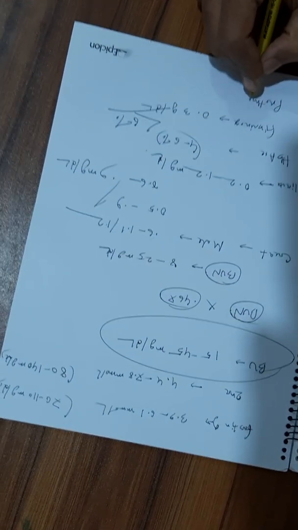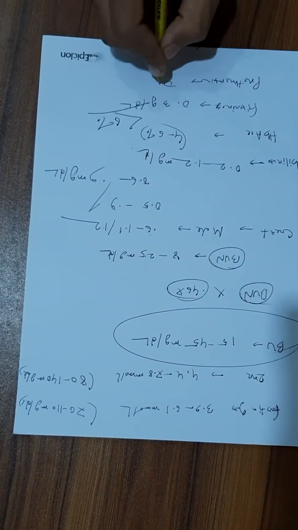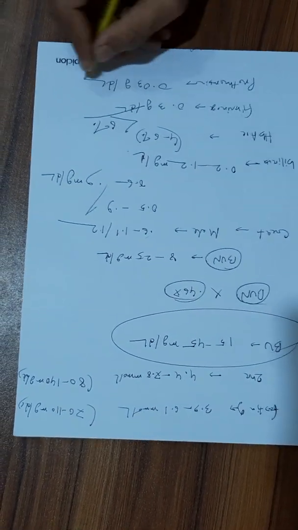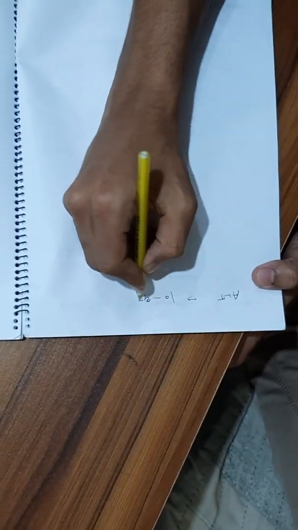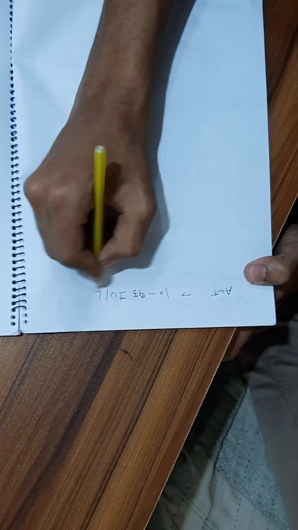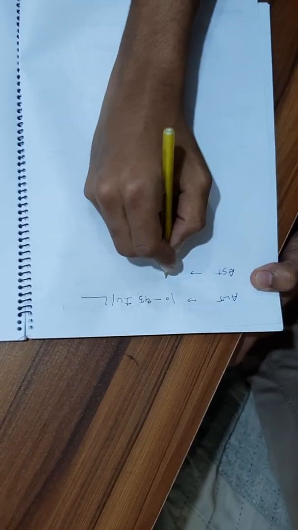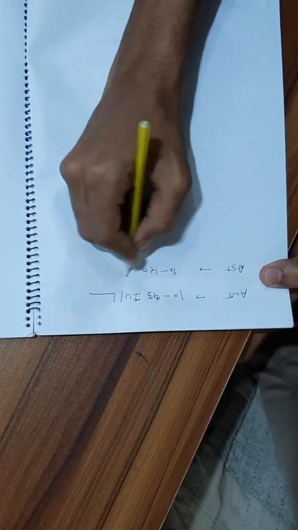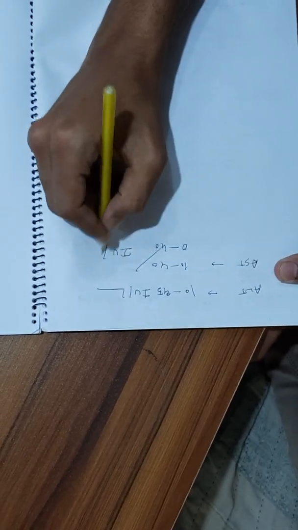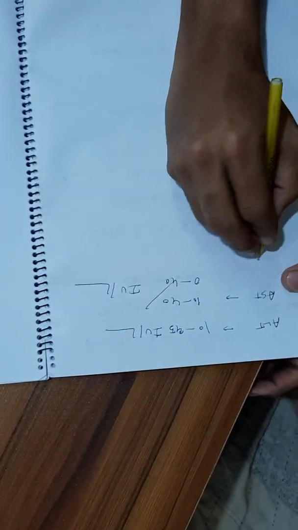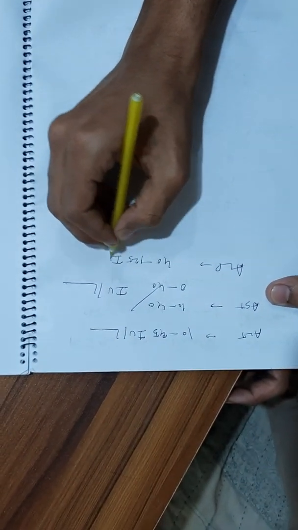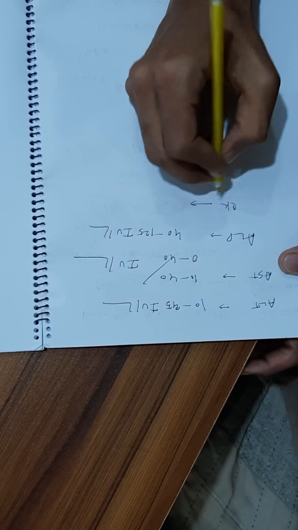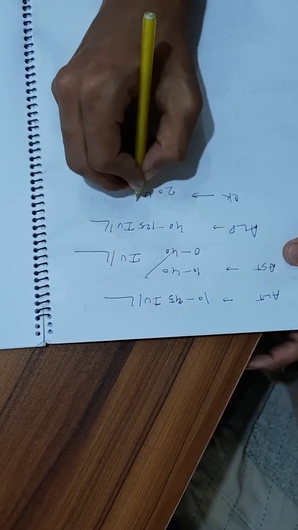Prothrombin value is 0.03 gram per deciliter. Normal value of the ALT, alanine aminotransferase, is 10 to 45 international unit per liter. AST is 10 to 40 or 0 to 40 international unit per liter. Normal alkaline phosphatase is 40 to 125 international unit per liter. Creatine phosphokinase or creatine kinase is 20 unit per liter.